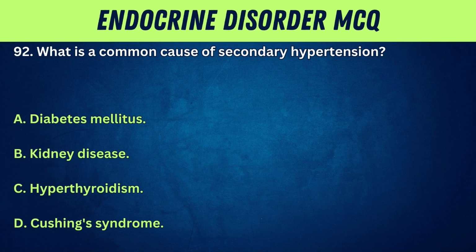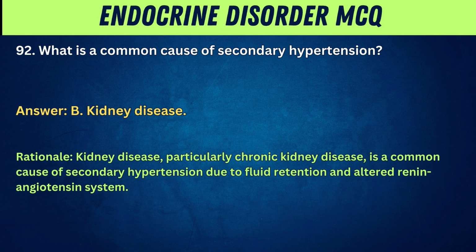92. What is a common cause of secondary hypertension? A. Diabetes mellitus. B. Kidney disease. C. Hyperthyroidism. D. Cushing's syndrome. Answer: B. Kidney disease. Rationale: Kidney disease, particularly chronic kidney disease, is a common cause of secondary hypertension due to fluid retention and altered renin-angiotensin system.